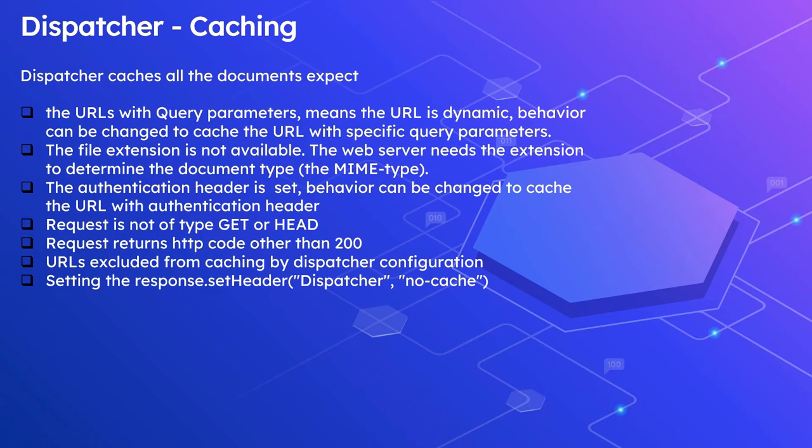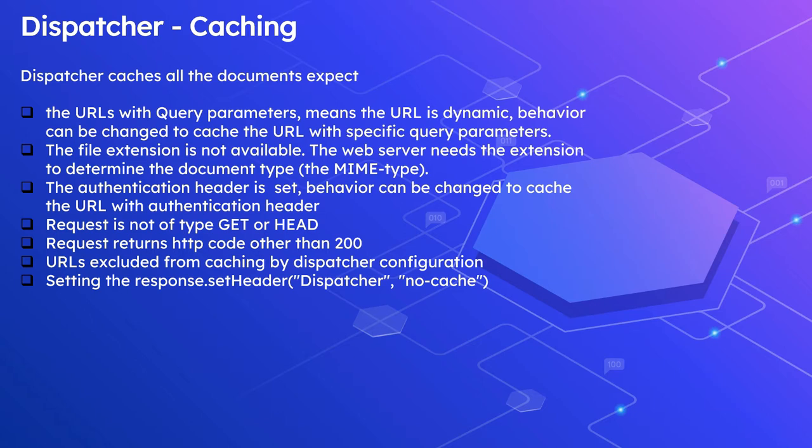As we discussed already, the primary function of the dispatcher is caching as much content as possible. The dispatcher caches all the documents except under these criteria. A URL with query parameters means the URL is dynamic. The behavior can be changed to cache the URL even with specific query parameters. We can whitelist the query parameters so that URLs with those specific query parameters will be cached. Then, the file extension is not available. The web server always needs the extension to determine the document type, so if the extension is missing, the file will not get cached.